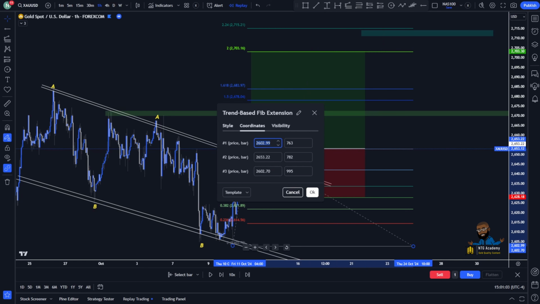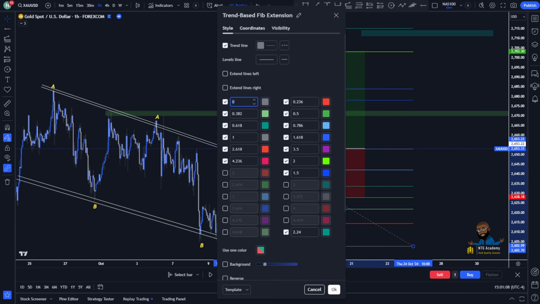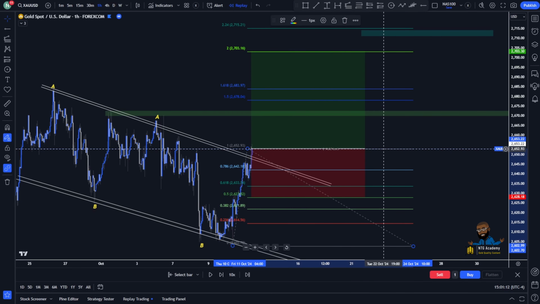All right. And if you guys want my settings, I know you always ask for my settings. Here it is. If you want to pause the video, that's my fib extension.